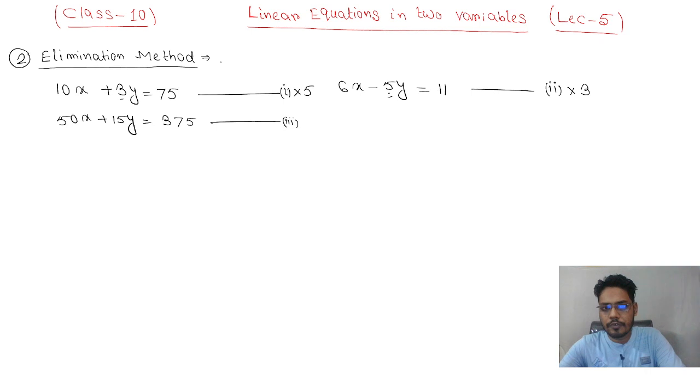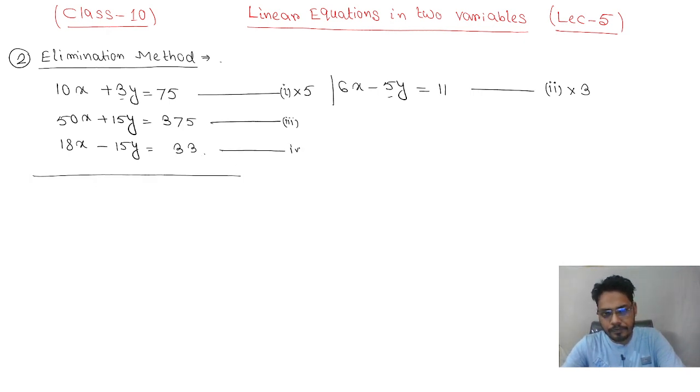And here if you multiply equation number 2 by 3, you will get 18x minus 15y is equal to 33. This will be equation number 4. Now add these two equations. If you add, the plus 15y and minus 15y cancel out. So 50 and 18, that is 68. 68x is equal to 408.